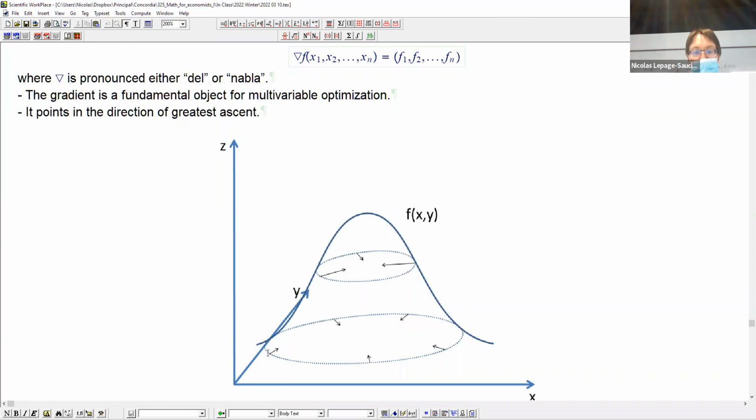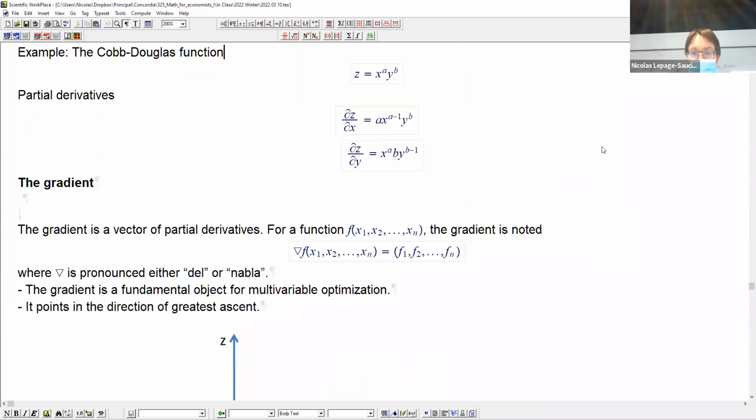So for instance, if I sit here, then the gradient points in this direction. It means that if I go on the y-axis in this direction and the x-axis in that direction, then the value of f of x, y is going to increase. And it's the direction towards which it's going to increase the most. I think I didn't put an example of this, but let's go back to our example of Cobb-Douglas.